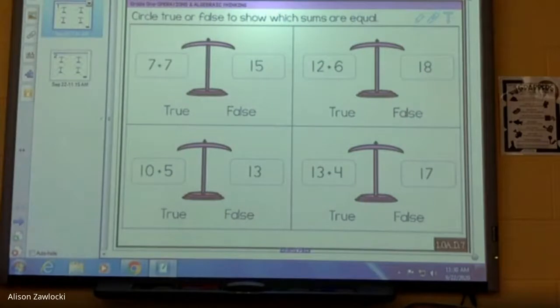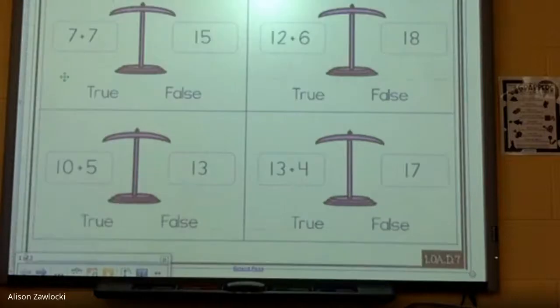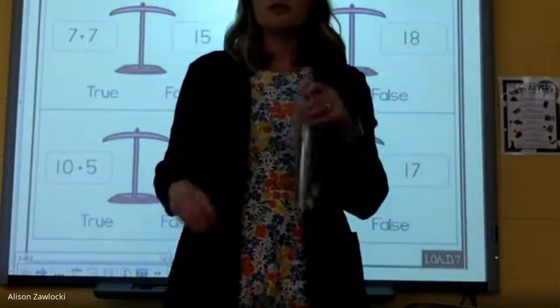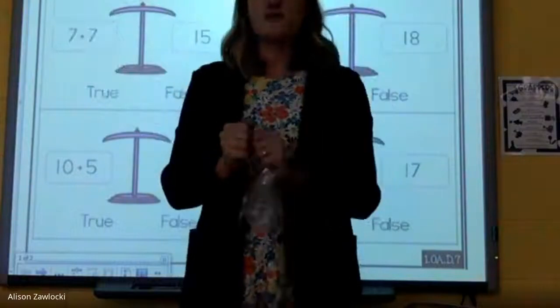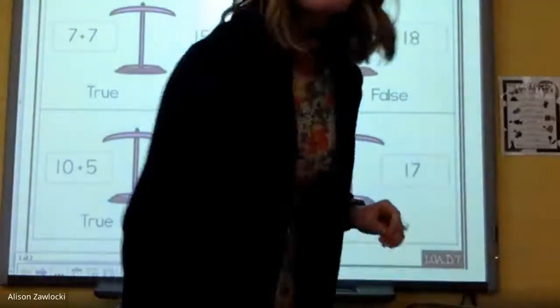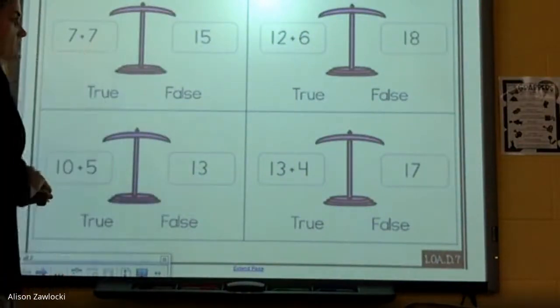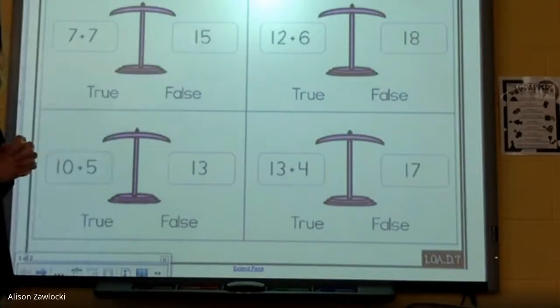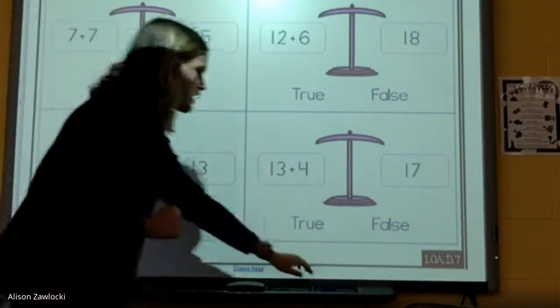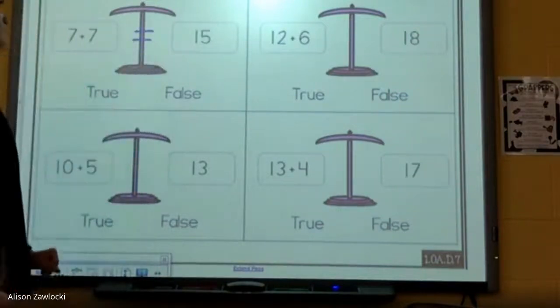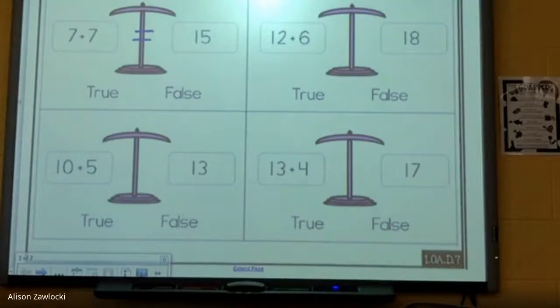So let's go ahead and pull out our notebooks, and we're going to do this together. Okay, so we have 7 plus 7, and feel free to use your counters from your math toolkit if you need to. If you need to pull out 7 plus 7 counters and count them all in total, you absolutely can do that if that is helpful. Okay, so you're going to write 7 plus 7 on one side, and then you're going to write 15 on the other side. Instead of a scale, you're going to put an equal sign. So we're going to see if 7 plus 7 equals 15.